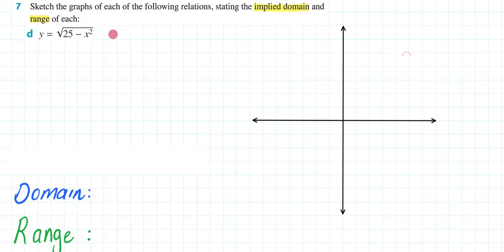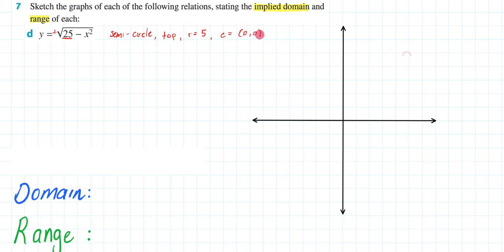Immediately upon seeing this, we know that it is a semicircle, and not only do we know it's a semicircle, but we also know some properties about it. The fact that it is a positive square root, so we have a plus there, means that it is going to be the top half of my circle. This 25 tells me that it's going to have a radius of 5, and I also know that it's going to have a center at 0, 0. So I can tell that just by looking at it.